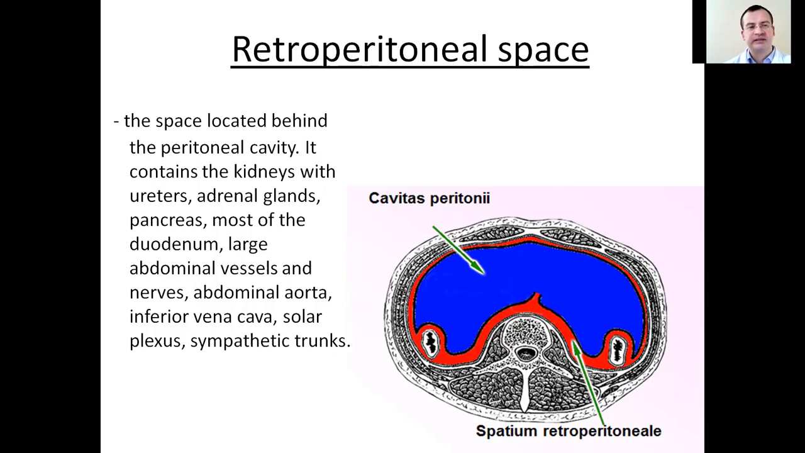Retroperitoneal space. It is the space located behind the peritoneal cavity. It contains the kidneys with ureters, adrenal glands, pancreas, most of the duodenum, large abdominal vessels and nerves, abdominal aorta, inferior vena cava, solar plexus, and sympathetic trunk.